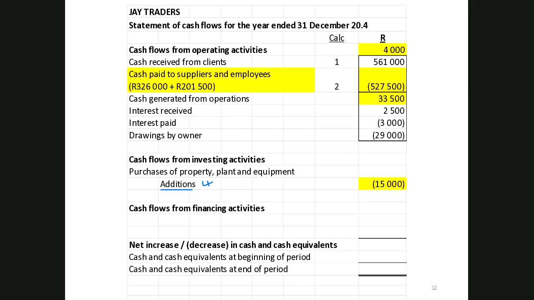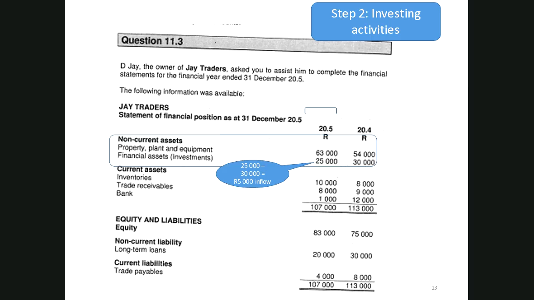Okay, so we've got quite a lot of the cash flow statement completed already. We do need to remember that on the face of our statement of financial position, if we're looking now at step 2, investing activities, we also had investments. So we've done the PPE. We saw there was equipment that we bought during the year. If we look at investments, the balance went down from 30 to 25.